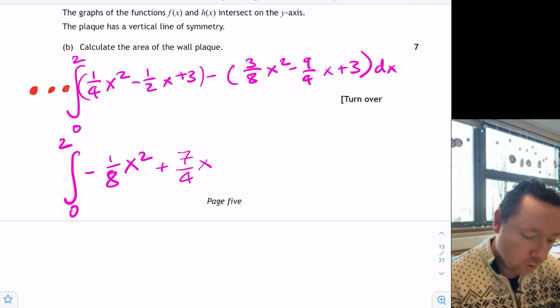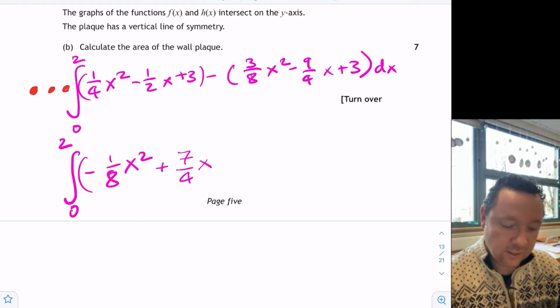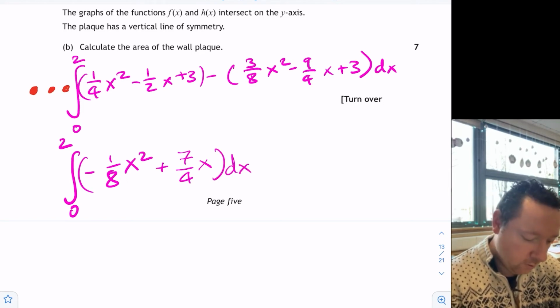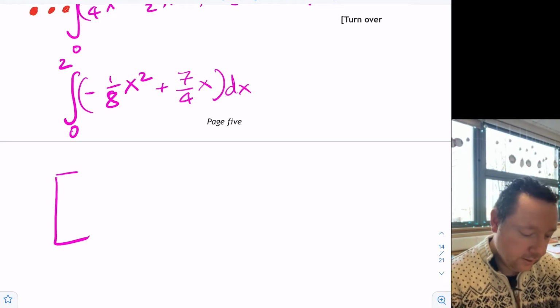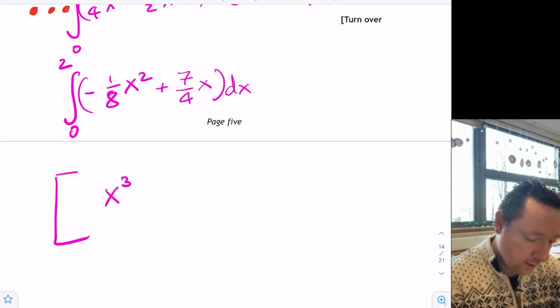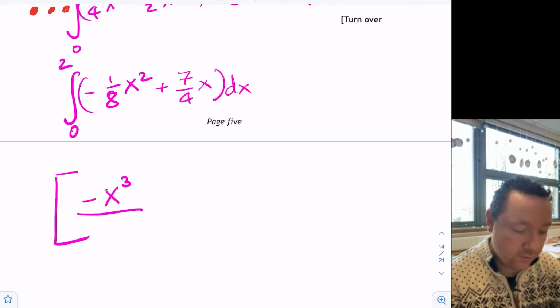And then we've got our number parts, but they cancel. 3, take away 3 is nothing. So we get the integral of this between 0 and 2, and then we need to integrate it. So that gives us x cubed. Add 1 to the power and divide by the new power.